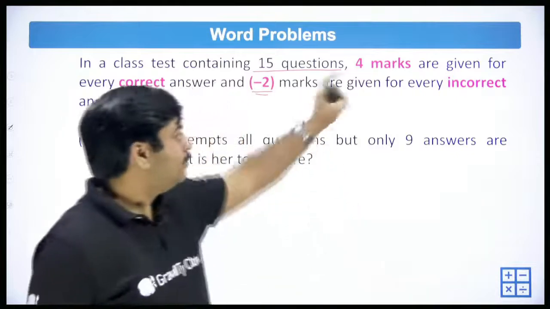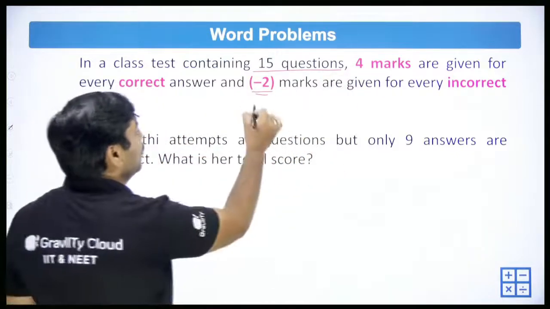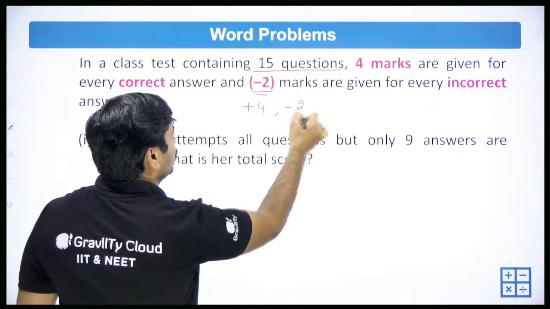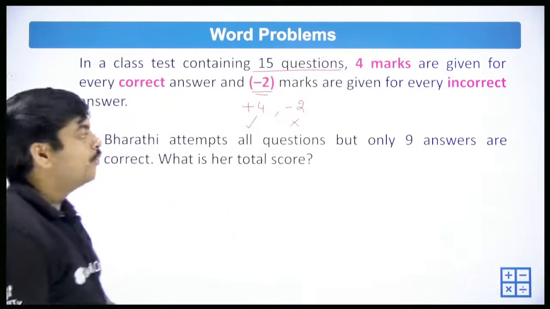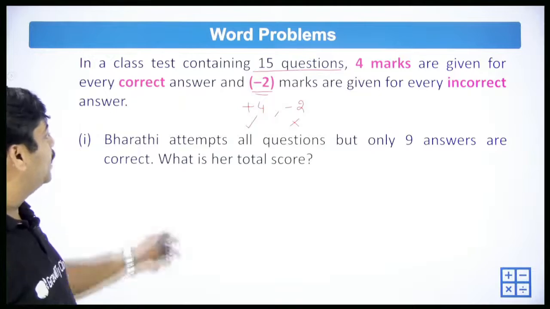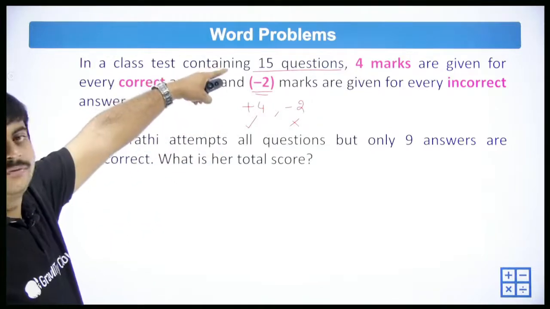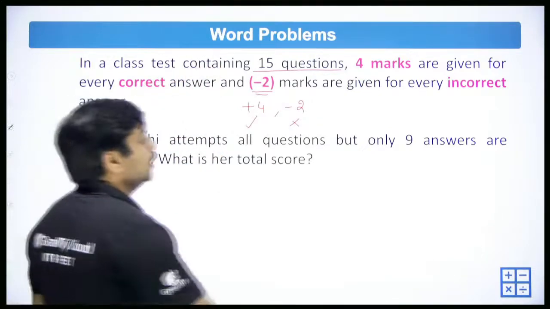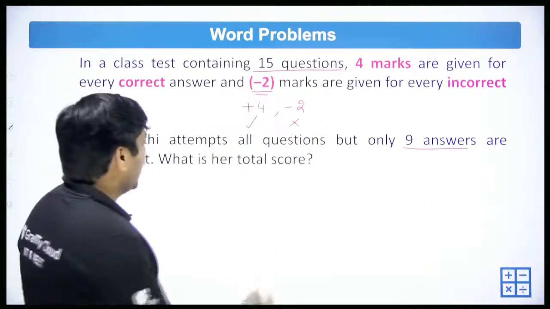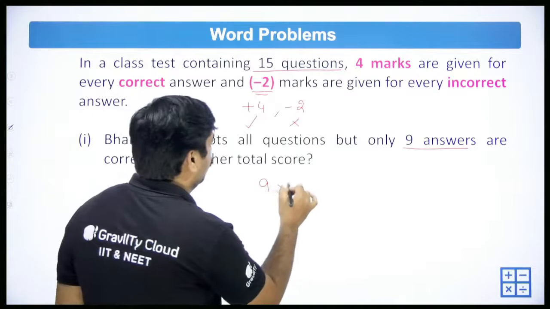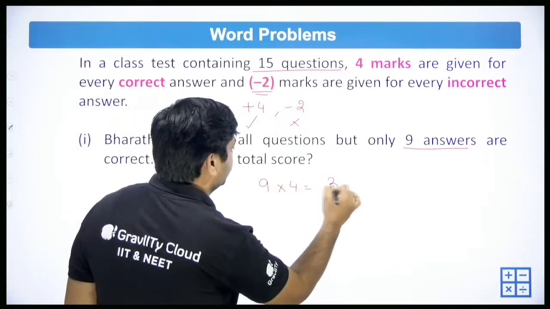Okay. So plus 4 and minus 2. That is the evaluation. If you get a correct answer, plus 4. If you get a wrong answer, minus 2. What's the first question? Bharati attempts all the questions. All means 15 questions. But only 9 answers are correct. So 9 into 4, she will get 36 marks.